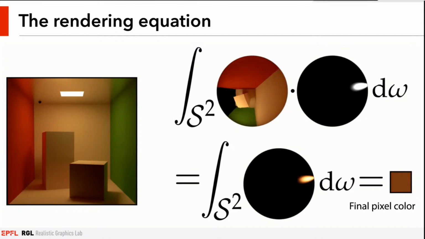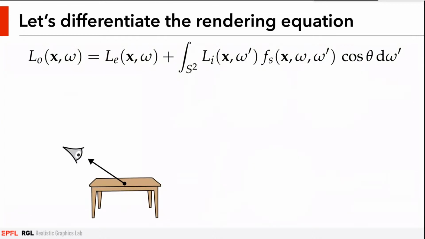Okay, so this is normally the equation that we solve in a rendering algorithm. And this is what it looks like when it's written out in a more formal way. And so in particular, we have the outgoing radiance at some point x in a direction omega.